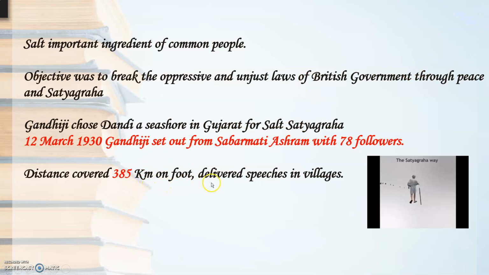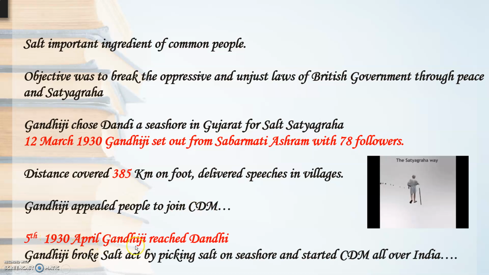385 kilometers on foot. And while he was doing that, he delivered a number of speeches in the villages. He encouraged the people of India to participate in the civil disobedience movement. Gandhiji appealed to people to join the civil disobedience movement, and on 5th of April 1930, Gandhiji reached Dandi, a seashore in Gujarat. So Gandhiji started this march, or in simple words morcha, from Sabarmati Ashram on 12th of March 1930, and it reached its destination, Dandi, a seashore in Gujarat, on 5th of April 1930.